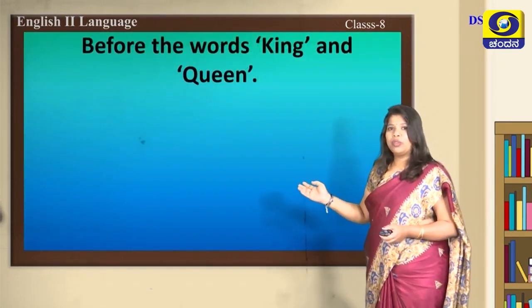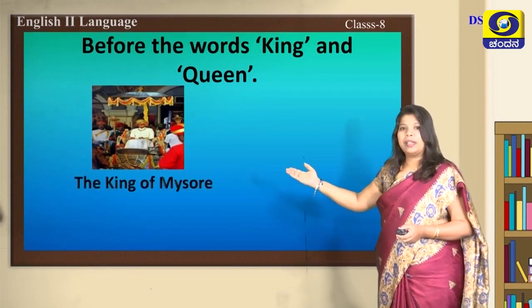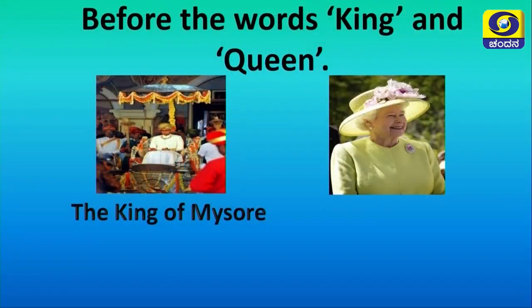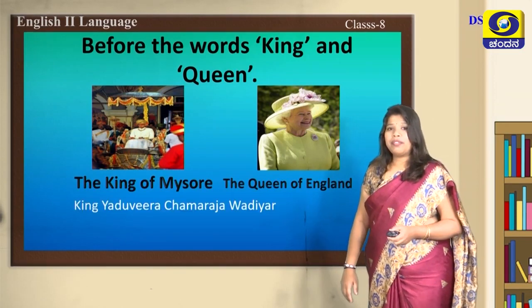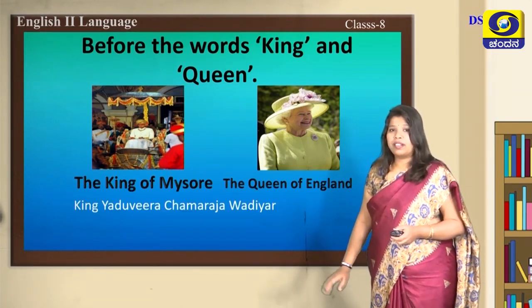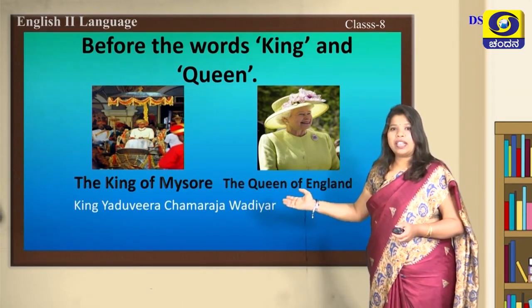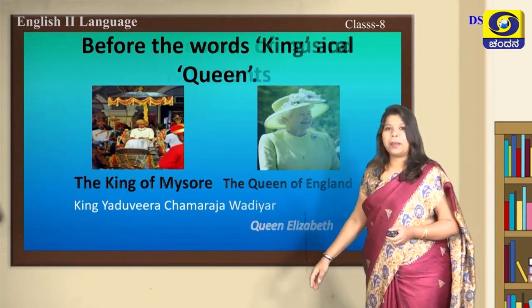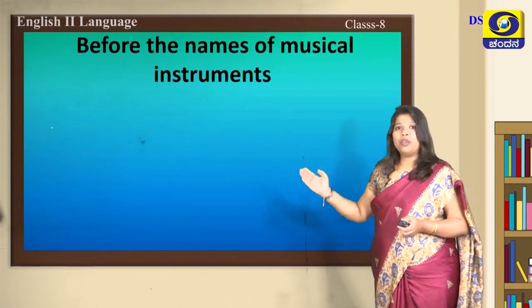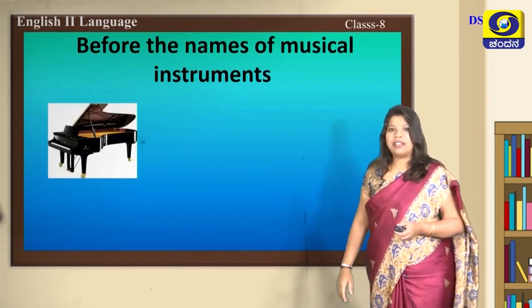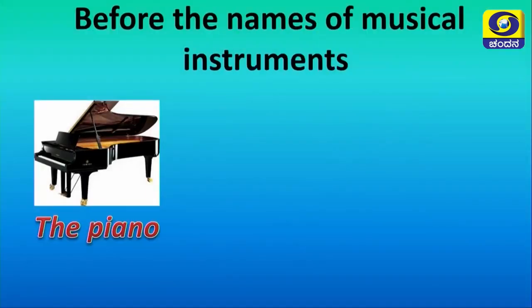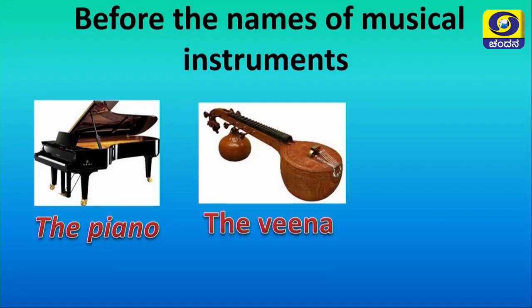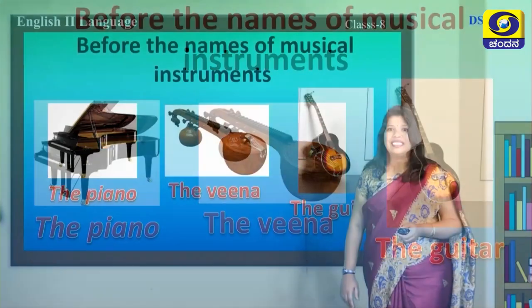We use it before the kings and queen. For example, the King of Mysore and the Queen of England. But when we are referring to their names, we don't use the, we just say King Chamaraja Wadiyar and we say Queen Elizabeth. Okay. Now, we use it before the names of musical instruments. For example, the piano, the veena and the guitar.